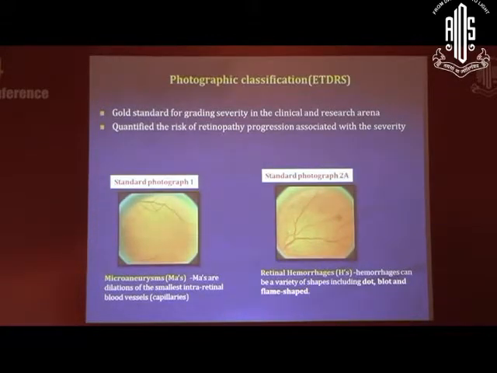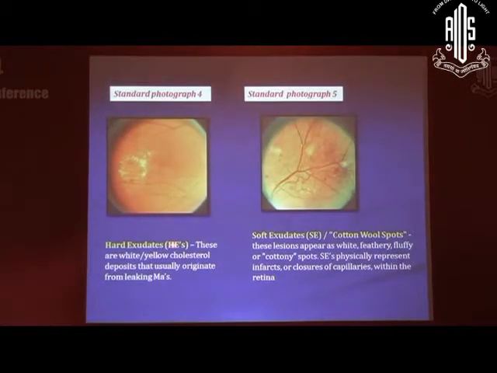Now coming to the standardized photographic classification of the Early Treatment Diabetic Retinopathy Study, they defined the lesions. For example, in standard photograph 1, they defined the microaneurysms. These are dot-like, red, well-defined lesions. Then the retinal hemorrhages, which may be dot, blot, or flame-shaped, correspond to standard photograph 2A. Then hard exudates, which may be in the form of a circinate with the center of microaneurysms, and standard photograph 5, which defined the cotton wool spots, also known as soft exudates. These are feathery, ill-defined yellowish lesions.